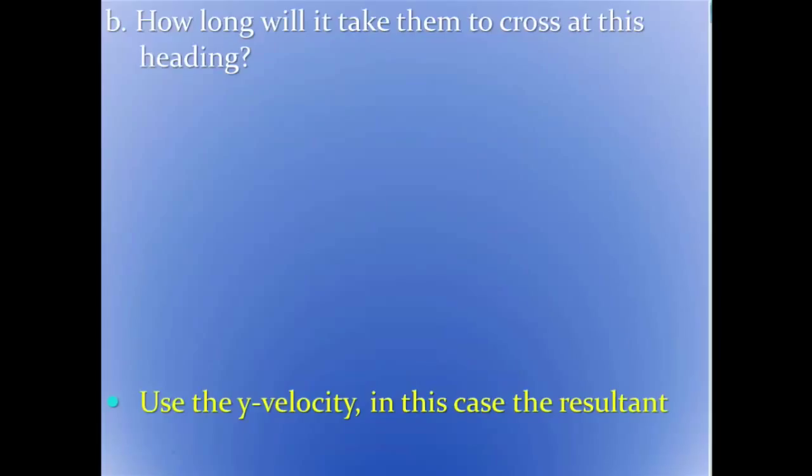So what now would we do if I say, how long will it take to get them to cross the river at this heading? The only way we can know that is we have to use velocity equals distance over time and solve for time. So time is equal to distance over velocity. But we're talking about going across the river, which means we can rewrite this as the distance in the y direction divided by the velocity in the y direction.